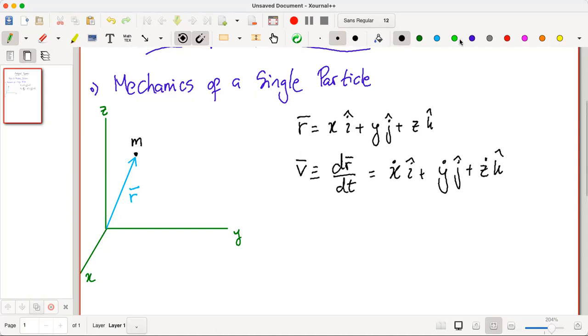From that, we can define the momentum. The momentum is just the product of the mass and the velocity. This is what we call the linear momentum. I think you are all familiar with all of this.